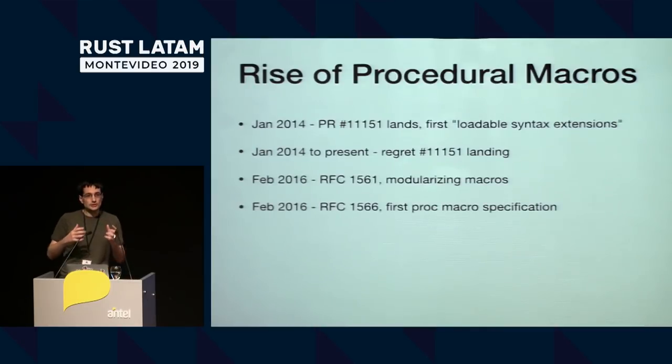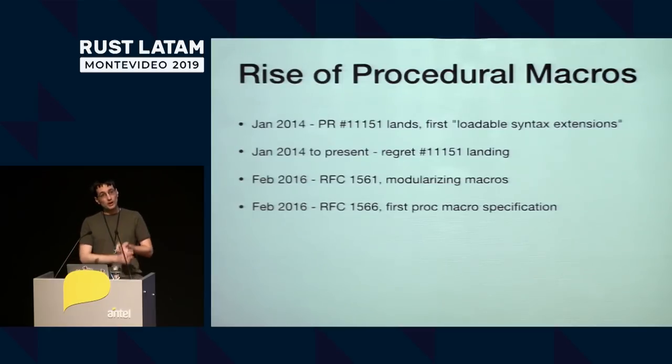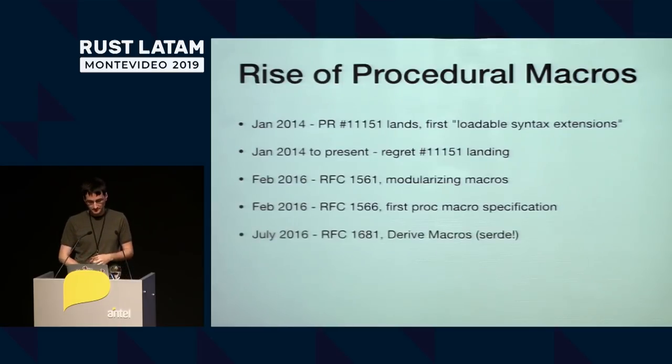The next thing was these two RFCs happening in quick succession, which started to formally design the macro system. This happened about a year after 1.0, and we had two: one for modularizing the macro system, and one for actually specifying what a procedural macro is. I'll be going into more details about what's going on here, but you can see how years ago is when we started the stabilization and specification process for the macros that we have today. They have been tweaked since they were designed back then, but they're mostly the same in spirit.